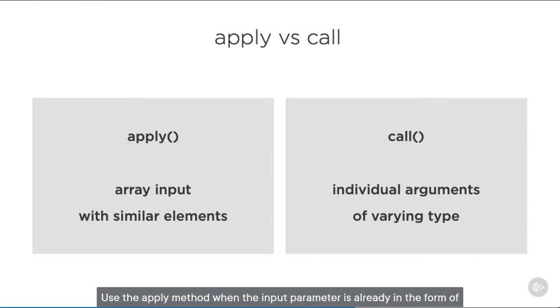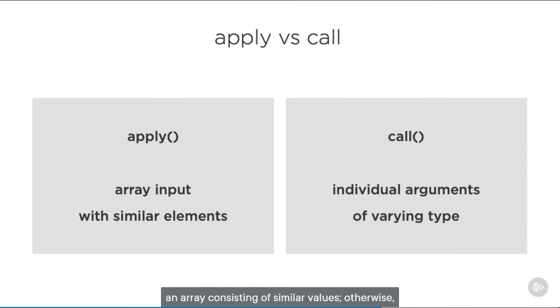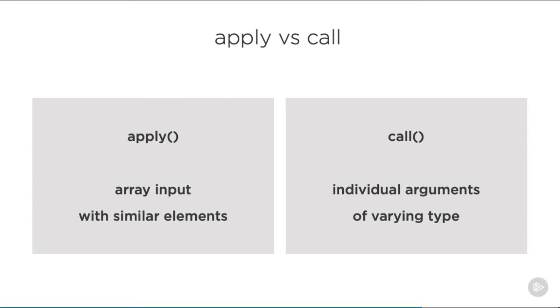So how do we decide when to use call or apply? Use the apply method when the input parameter is already in the form of an array consisting of similar values. Otherwise, if you're dealing with multiple arguments that are not really related to each other, use the call method.